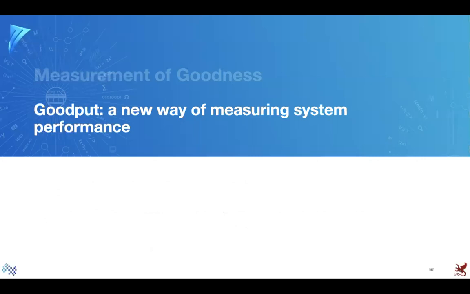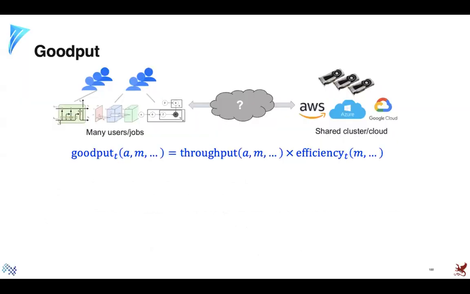So in the limited time that we have, I'm going to give a more detailed presentation of goodput, which is able to trade off system throughput with statistical efficiency. Goodput, again, is a measure of training speed that accounts for both system-related factors and statistical-related factors. And it can be expressed as a product between system throughput and statistical efficiency.